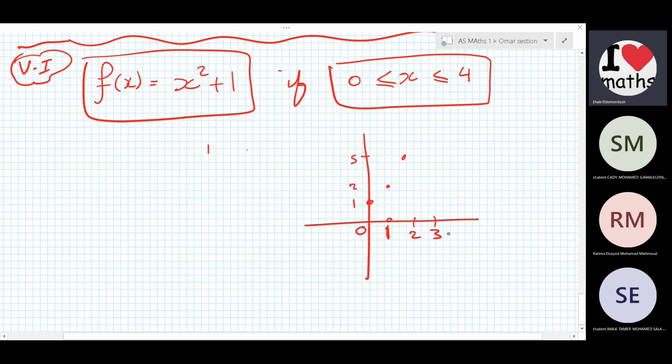If I'll put x is equal to 3 what will be the answer? 10. If I'll put x is equal to 4 what will be the answer? It will be 17. So in this case I reach to 17، اعلى حاجه انا وصلت لها هنا كانت ال 17. So in this case, who can tell me what will be my range? يعني if I will draw the function, it will come like that.